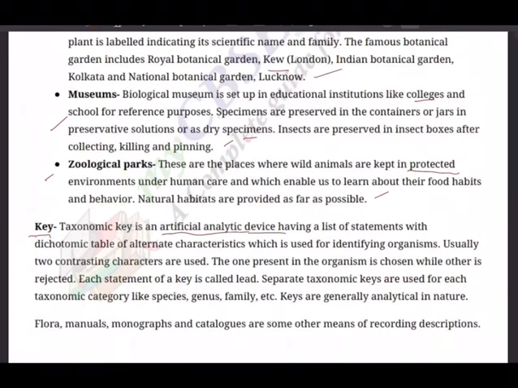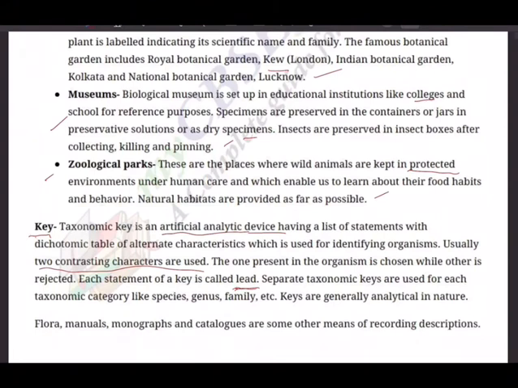Usually two contrasting characters are used. The one present in the organism is chosen while the other is rejected. Like, the animal has fur on the skin, we say. Another statement, the opposite, is it doesn't have fur. So you keep on rejecting based on your observations, and you keep on ticking what is there based on your observation, and you make all the ticks as per your observation. That becomes a lead. Each statement of a key is called a lead.